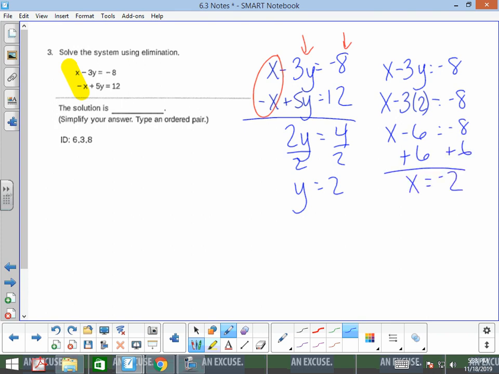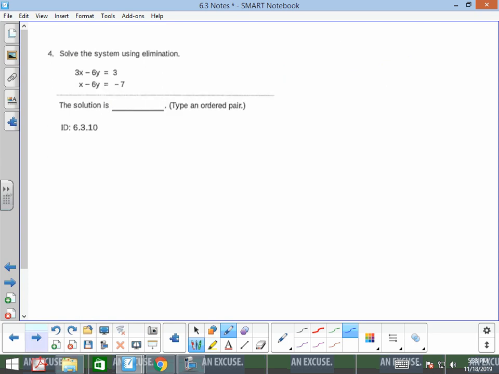Now be careful when you type your solution. Make sure the number that stands for x comes first, then the number that stands for y. All right, so those were easy because we didn't have to do anything but just add them together.